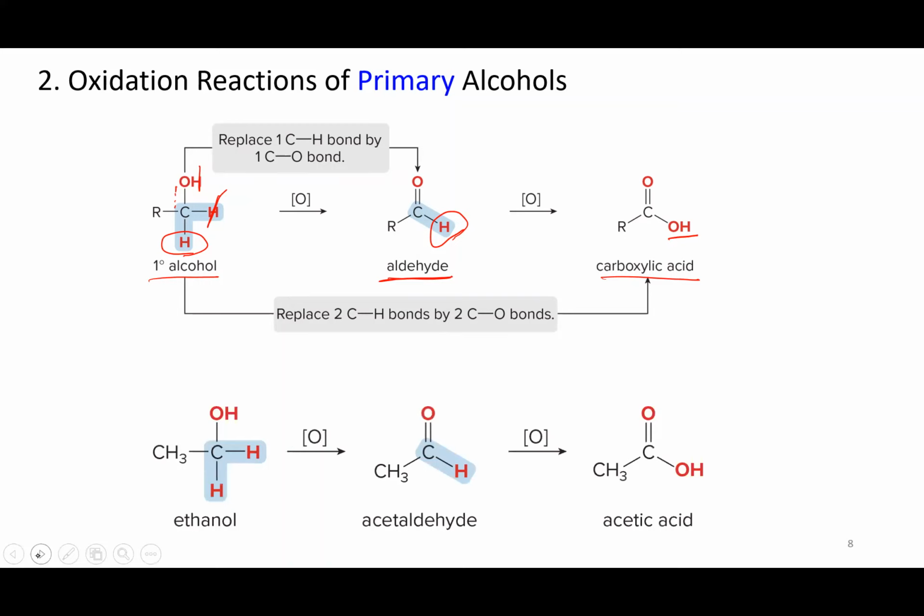Let's look at an example of that. Here we have ethanol. Ethanol is a primary alcohol. And so when we oxidize it the first time around, we remove these hydrogens, and that will create acetaldehyde. And again, here is our aldehyde group. And then this aldehyde group can be further oxidized into a carboxylic acid, where this hydrogen here is replaced with an OH. Okay? And here is your carboxylic acid functional group.